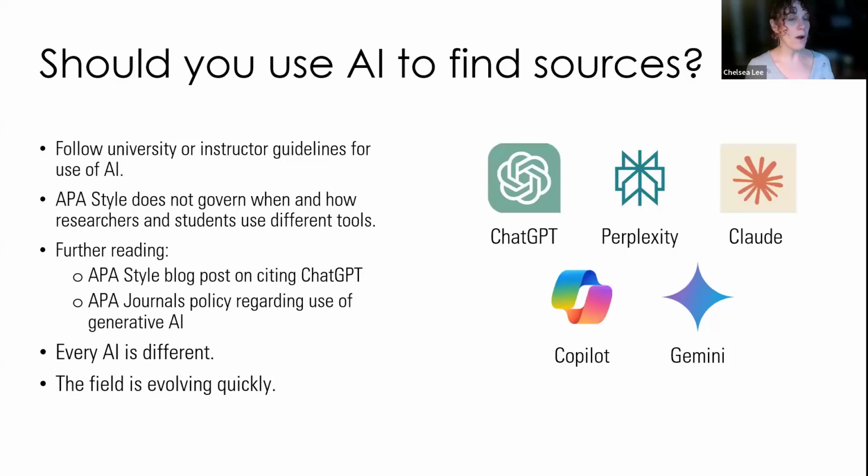We have policies about, if you do use them, how to cite them and what's appropriate use in the research and publication context. And there are 2 links about those resources that we're going to put in the chat, which are our blog post on citing ChatGPT and our APA journals policy regarding the use of generative AI. But an important thing to keep in mind when you're getting your mindset around using AI is that all the AIs are different from each other, and the field's evolving very quickly. So just because we're saying it this week doesn't mean that it's going to stay true in the future. So with that, let's proceed.